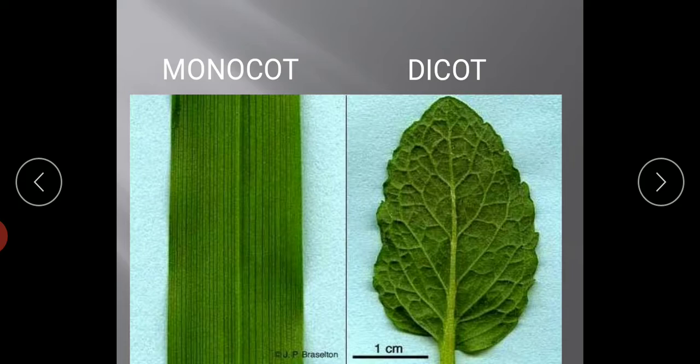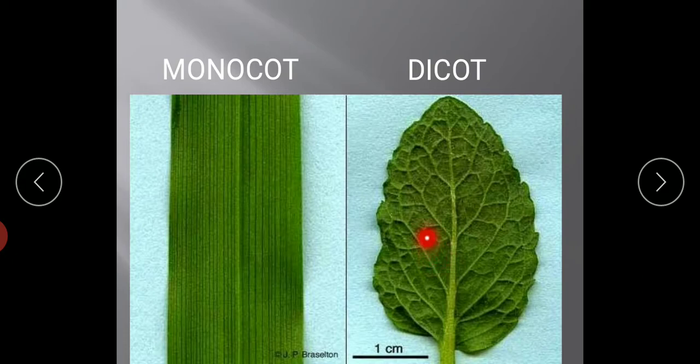The leaf of monocot is elongated, while the leaf of dicot is broad. The vascular system is in parallel lines, in straight lines, in monocot.